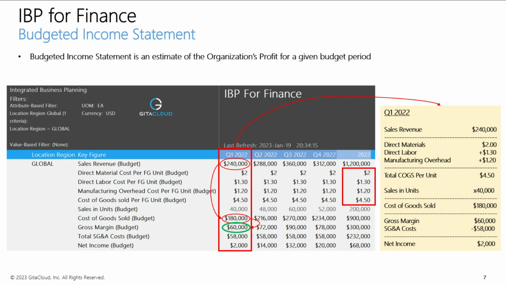FG unit cost for 2022 is $4.50, which is made up of $2 direct material cost, $1.30 of direct labor cost, and $1.20 manufacturing overhead costs. We will apply this as the cost standard to calculate cost of goods sold, COGS, per quarter. Gross margin is derived by subtracting COGS from sales revenue. Net income or net margin is derived by subtracting SG&A costs from the gross margin.